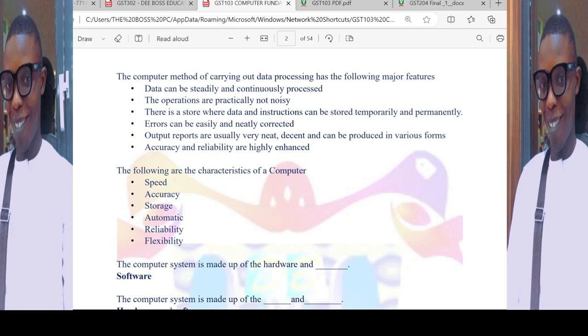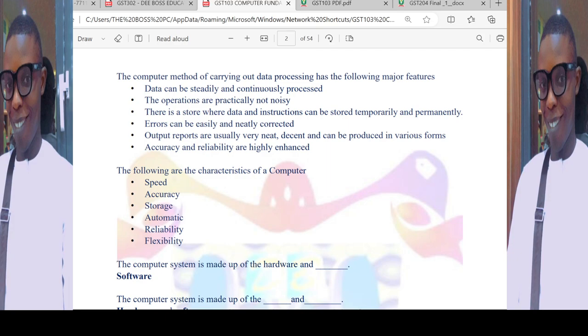So, what are the different features? Here we have the first one. Data can be steadily and continuously processed. So when you are using computer continuously and steadily, you can keep processing data. Number two, the operations are practically not noisy. Unlike machines, machines can be noisy, but not computer. When your computer becomes noisy, there's a problem, right?